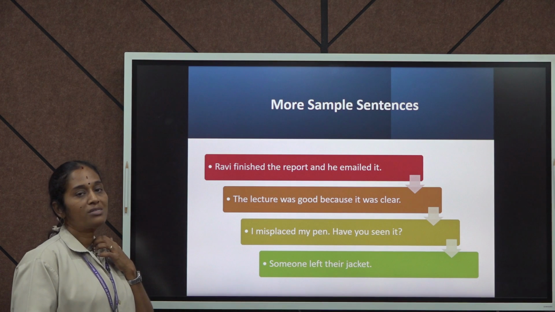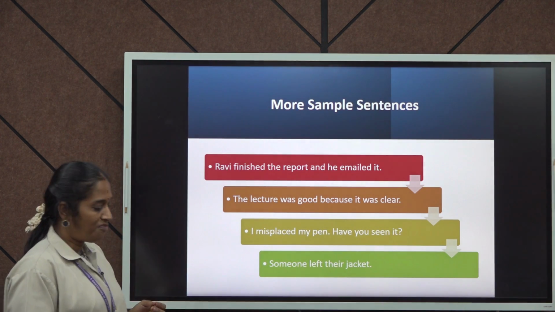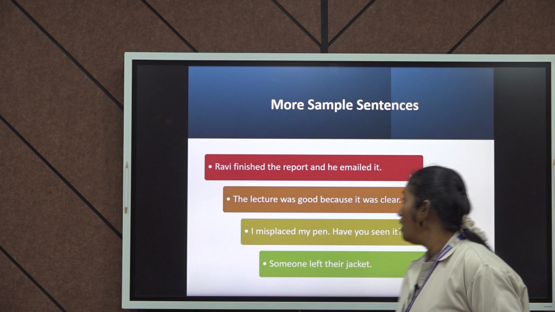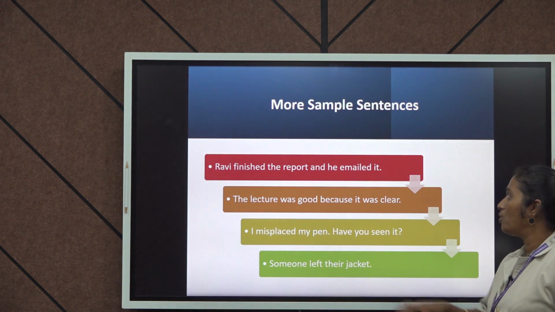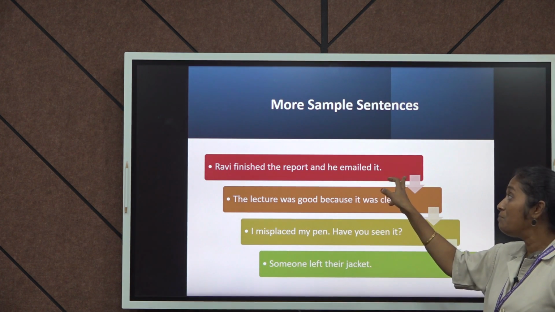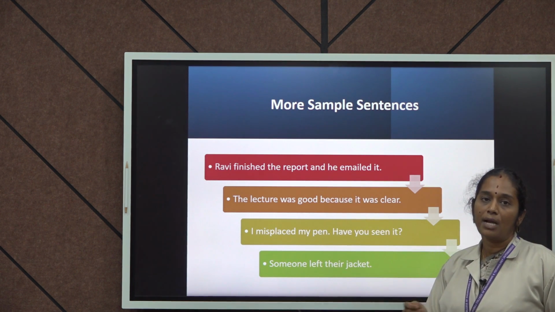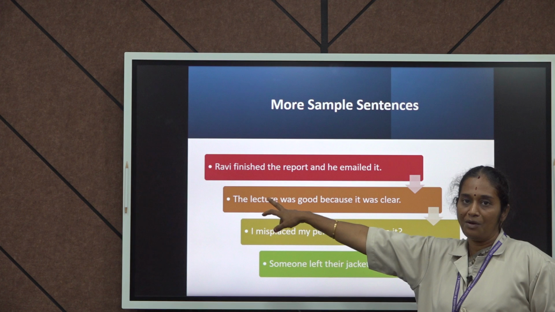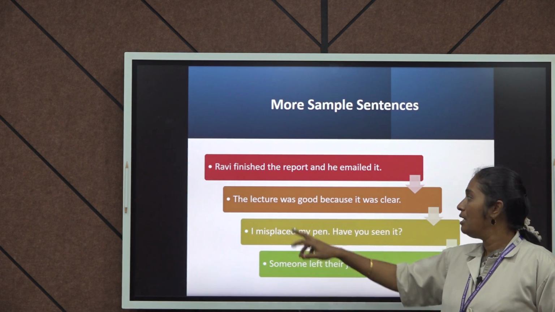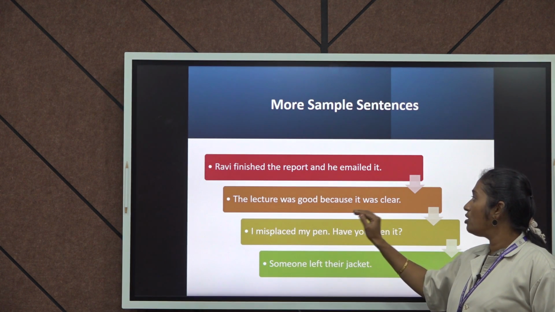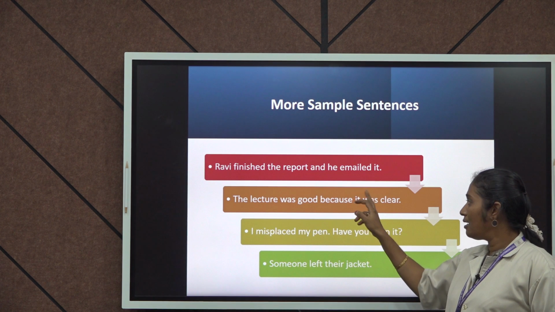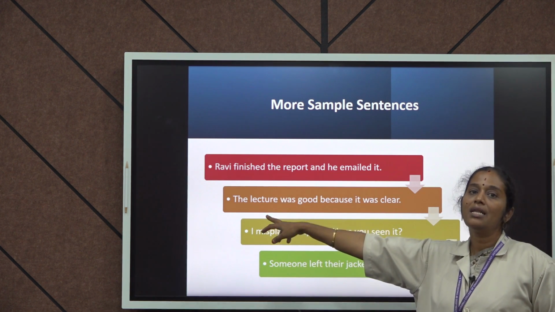Here I have given more sample sentences. Look at my first sample, that is, Ravi finished the report and he emailed it. Here he is the pronoun that I have used instead of Ravi. And then look at my next sample. The lecture was good because it was clear. Here it refers to the lecture.